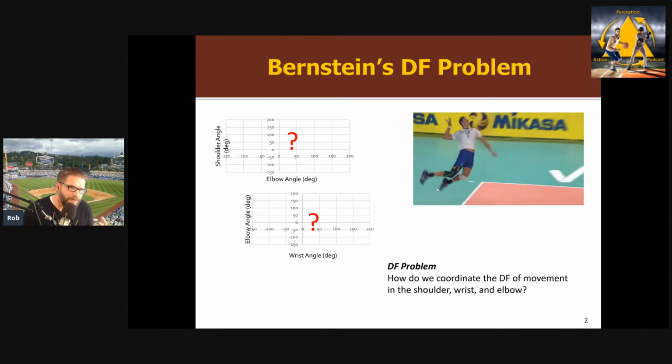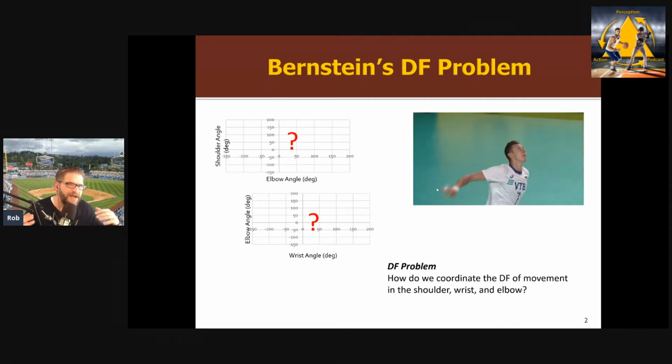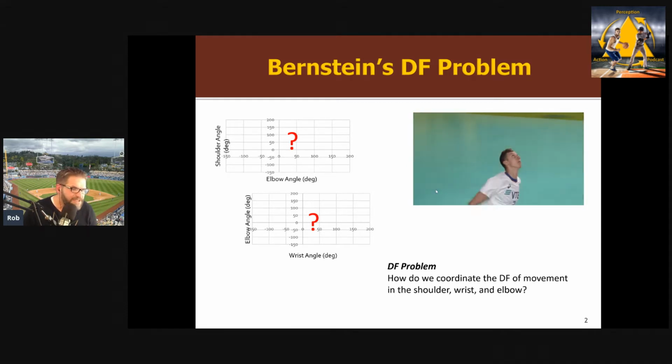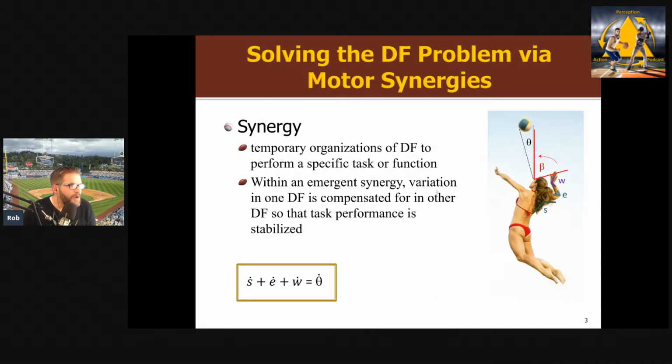And one of the best and highest level ways, there are some lower level ways like freezing degrees of freedom, that we solve this problem. But one of the higher level ways that we think you solve this problem in more elite athletes is through the development of motor synergy. So a motor synergy is when we take those degrees of freedom, those different possible joint configurations, and we essentially couple them. We make them co-vary so they work together in a synergistic fashion.